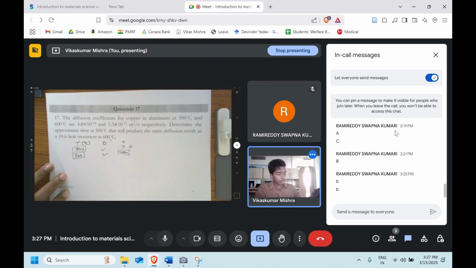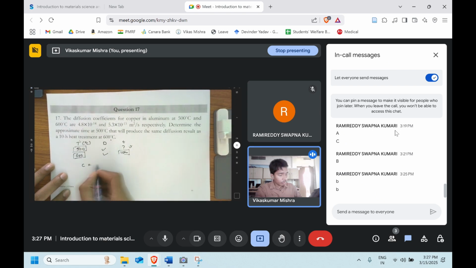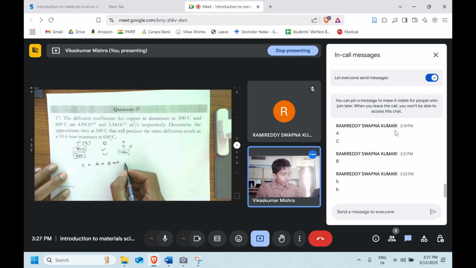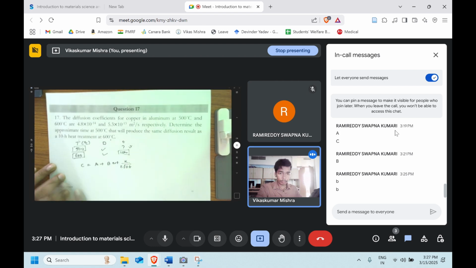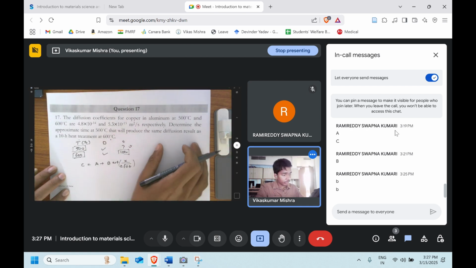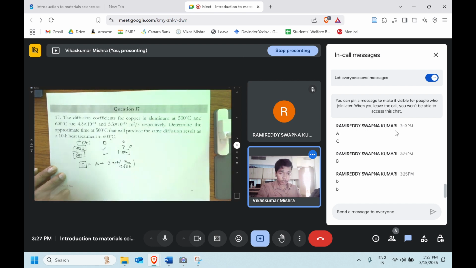See, after solving Fick's second law, we got to know that it will depend upon A plus B and the error function, which is x upon 2 root Dt. Right. They want to produce the same concentration, the same result. So this is fixed. The right hand side is fixed. On the left hand side, A and B are constants. And since we are talking about the same material, A and B will remain the same.